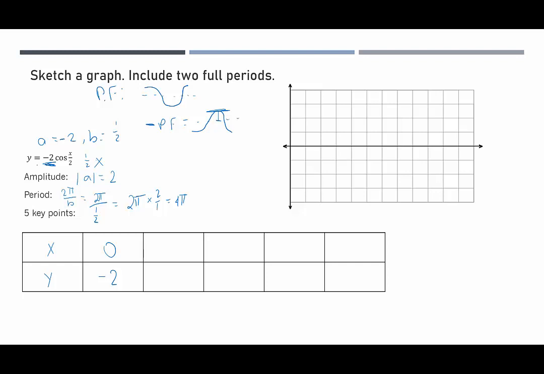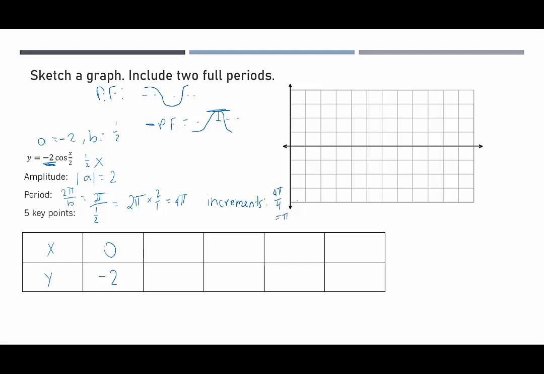So you can always double check with the knowledge that you already know what cosine of 0 is. Okay, what do we do next? We need to figure out our increments. So we have our period. To figure out the increments, we take the period and we divide it by 4. And when we do that, we end up with pi.